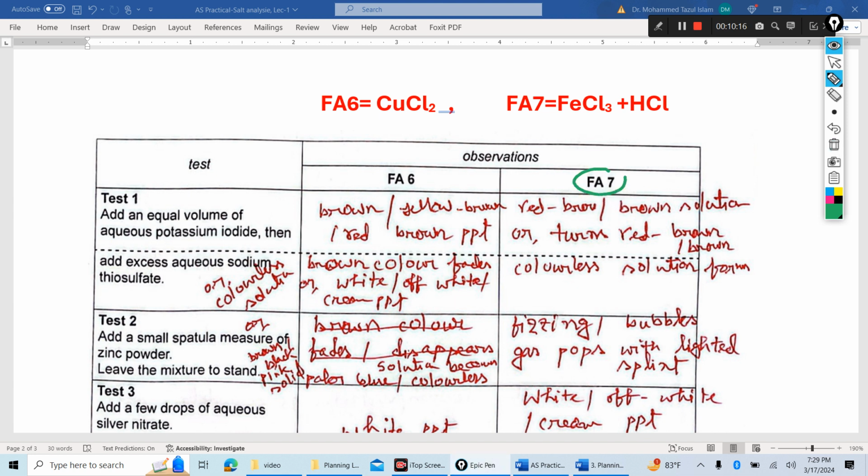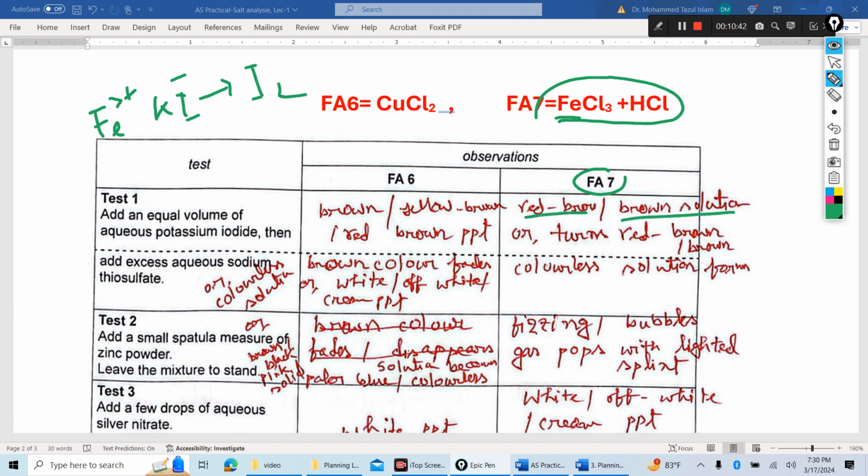Okay, then now FA7, iron(III) chloride. If you add potassium iodide, iron(III) oxidizes iodide ion to iodine. So here you must write red-brown or brown solution. With potassium iodide or sodium iodide, if you add copper(II) ion or iron(III) ion, aqueous iodine will be formed. So the observation will be red-brown or brown solution. Then if you add excess sodium thiosulfate, a colorless solution forms. You will see a colorless solution form.